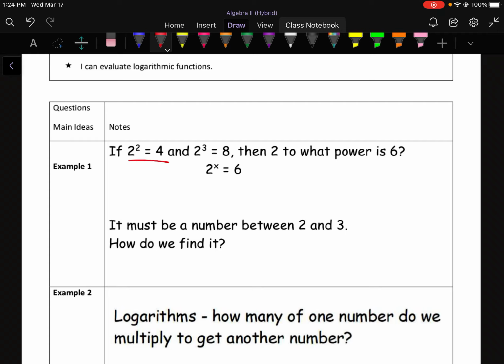If 2 squared equals 4 and 2 to the third equals 8, then 2 to the what power would give us 6? Well, we have to know that it's between 2 and 3 because 2 to the second is 4, 2 to the third is 8, so somewhere in between those two numbers, but we don't really know for sure. But what we can do is use logs to figure it out.